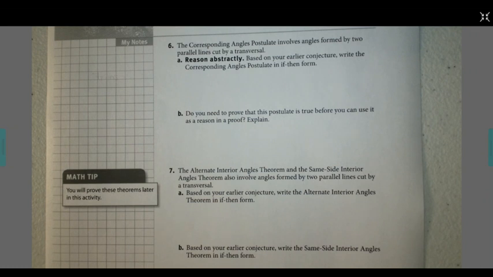B. Do you need to prove that this postulate is true before you can use it as a reason in a proof, and explain? Number 7. The alternate interior angles theorem and the same side interior angles theorem also involve angles formed by two parallel lines cut by a transversal. Based on your earlier conjecture, write the alternate interior angles theorem in if-then form. B. Based on your earlier conjecture, write the same side interior angles theorem in if-then form.